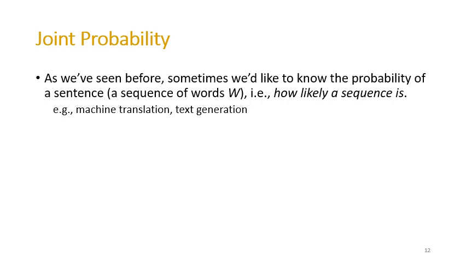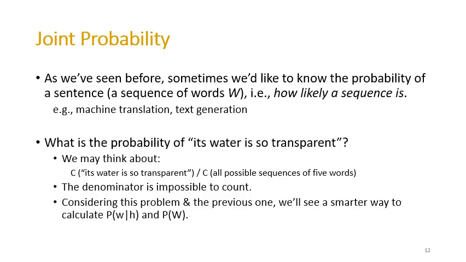And that is called joint probability because we are looking at the probability of a sequence. So let's take a look at an example. Suppose we're asking, what is the probability of "its water is so transparent"? What is the probability of this sequence to appear in a document, in an English document, let's say? So again, we may think about computing this probability by counting "its water is so transparent".